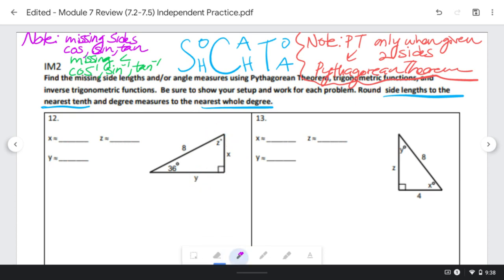All three angles add up to 180 degrees, which means these three angles right here add up to 180. If I take away the 90-degree angle, then I have 90 degrees left. So 36 plus z is 90 degrees. You can simply just do 90 minus 36, and you're going to get z. So z is 54 degrees. Now, sometimes you will have to use the inverse functions, and in this case, we don't.